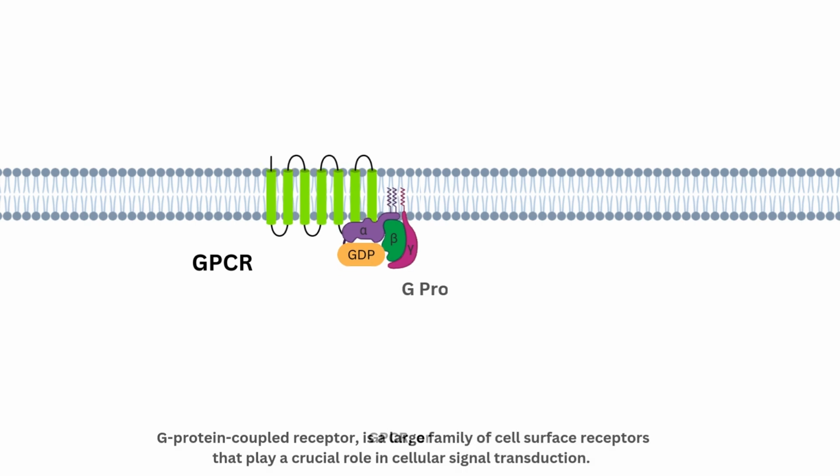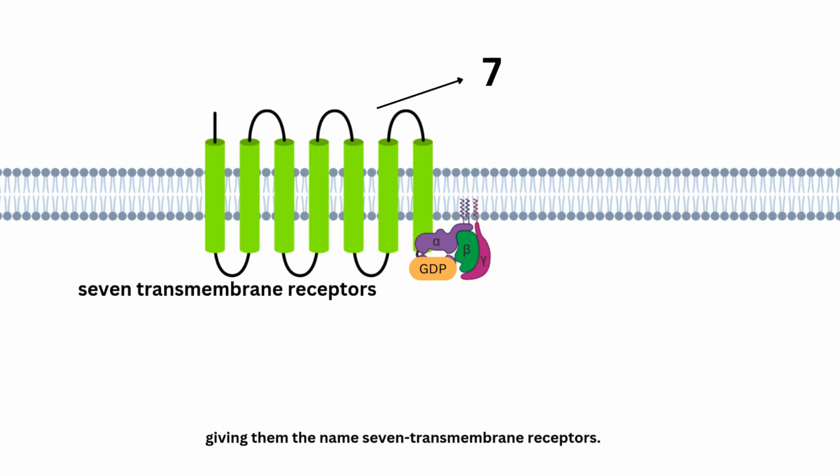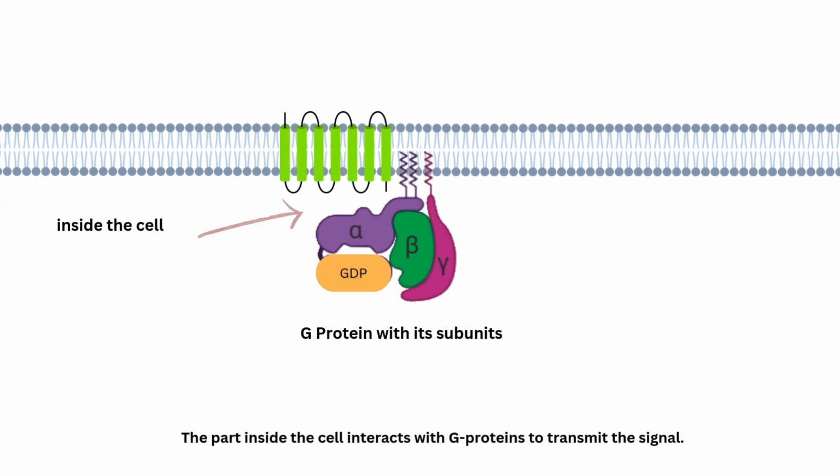GS signaling pathway. GPCR, or G-protein-coupled receptor, is a large family of cell surface receptors that play a crucial role in cellular signal transduction. GPCRs span the cell membrane 7 times, giving them the name 7-transmembrane receptors. The extracellular part of the GPCR binds to signaling molecules, ligands. The part inside the cell interacts with G proteins to transmit the signal.